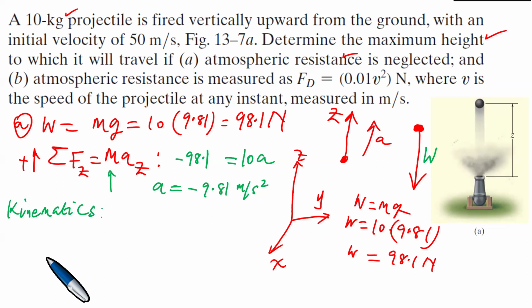Okay, we continue, please. Now we are just interested in finding the maximum height under the first condition, that there's no atmospheric resistance. So in the absence of atmospheric resistance, we'd have exactly that.